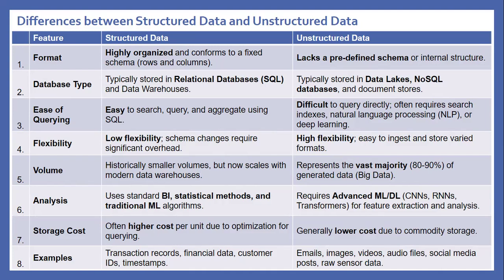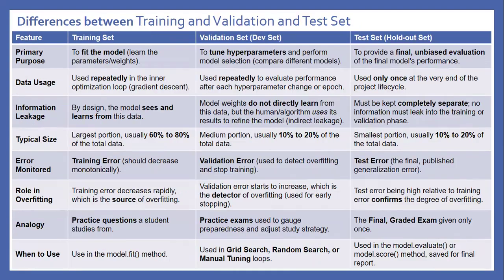Storage cost: structured data often has higher cost per unit due to optimization for querying. Unstructured data generally has lower cost due to commodity storage. Example: structured data includes transaction records, financial data, customer IDs, timestamps. Unstructured data includes emails, images, videos, audio files, social media posts, raw sensor data.